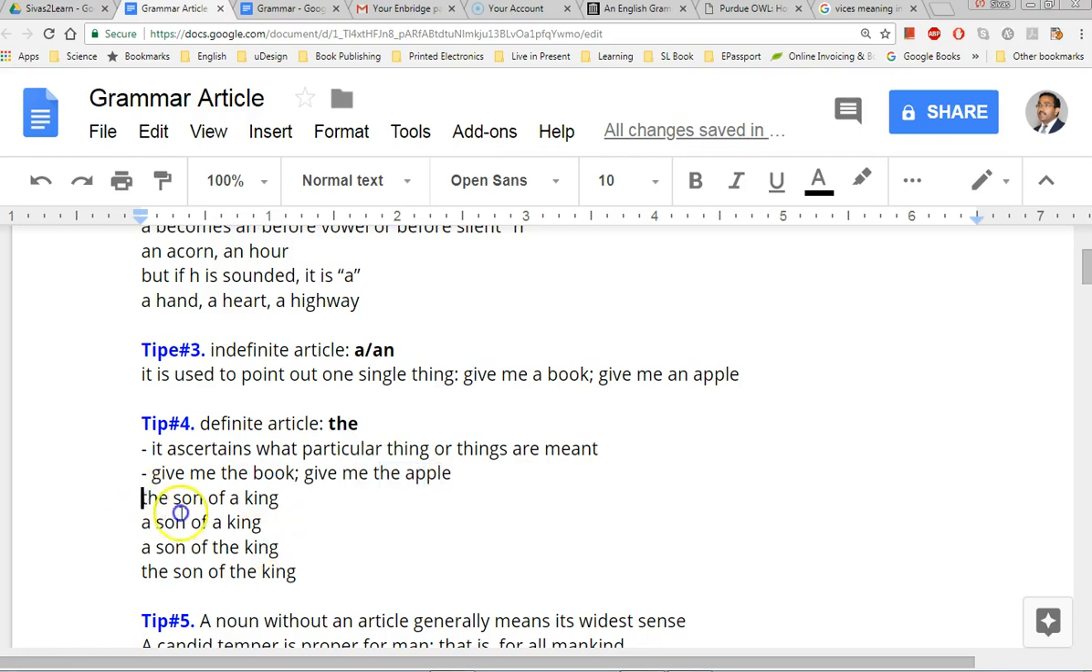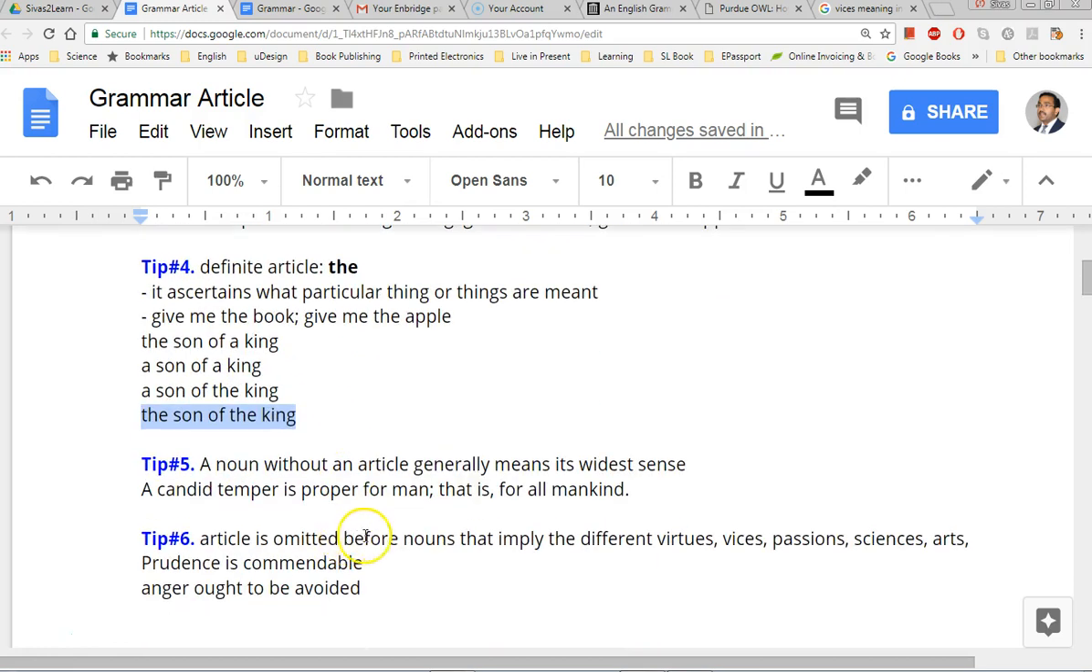For example, look at these four sentences. The son of a king, right? The son, a particular son, of any king. A son of a king. A son, a king. A son of the king. The king, you know, a particular king, but a son. The son of the king. All these four sentences, simply by changing a and the, you can change the complete meaning of the sentence. So this is the difficult part. You have to be very careful.